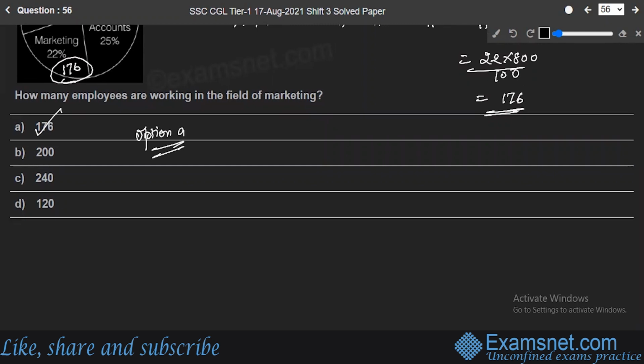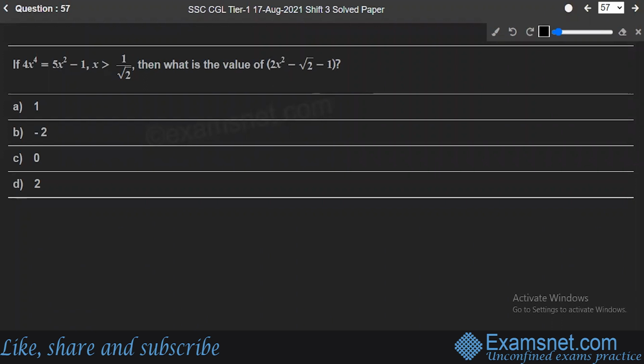Hope you are clear. Question number 57, you are given an equation 4x raised to power 4 is equal to 5x square minus 1, where x is greater than 1 by root 2. You have to find out the value of the given expression. There is a bit of modification. Instead of root 2, it's got to be x over here. So these are the given things, and you have to find out the value of 2x square minus x minus 1. Let's start solving.